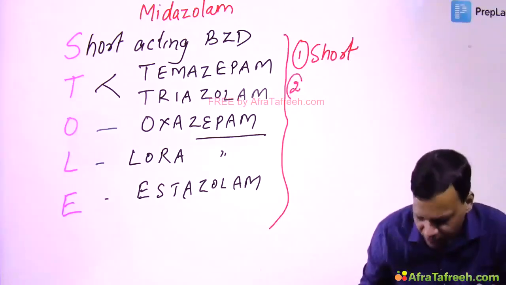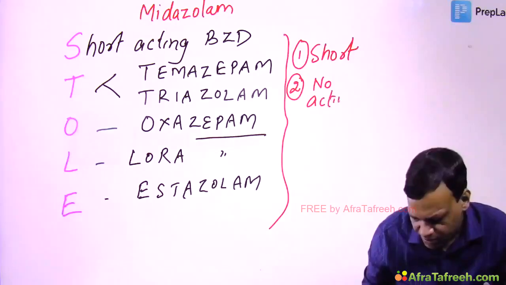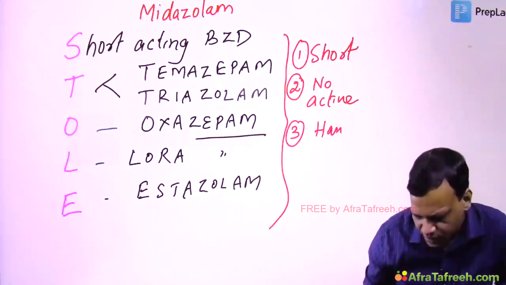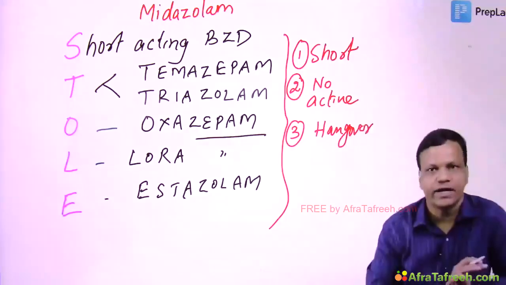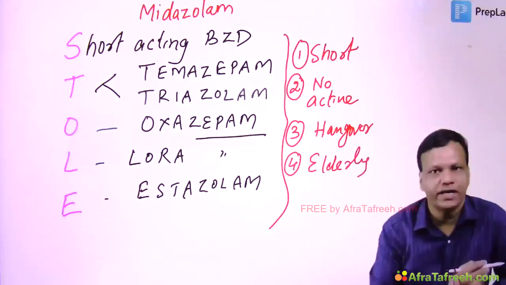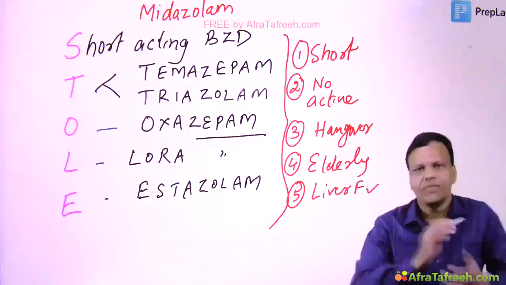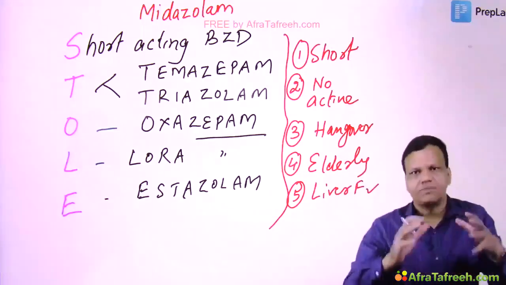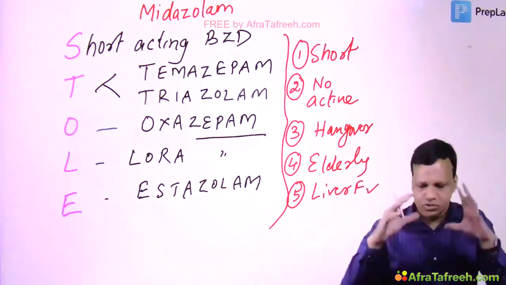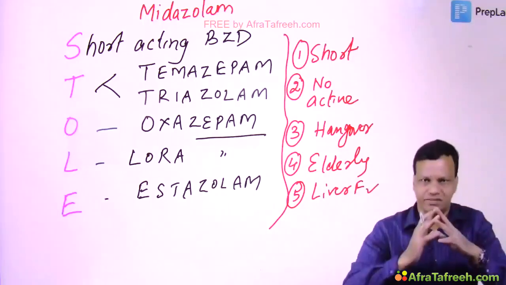So second question, which benzodiazepine does not produce active metabolite? Answer is one of the stool drugs. Then third, which has less chance of causing hangover? Again stool drugs, because they are short acting. Fourth, which is safe in elderly? Again stool drugs, because they are short acting. And which are safe in liver failure? Again stool drugs, because they are not forming the metabolite, or they are basically not directly metabolized by liver. Clear? So these stool drugs are very important to remember. They will answer most of your MCQs regarding benzodiazepines.